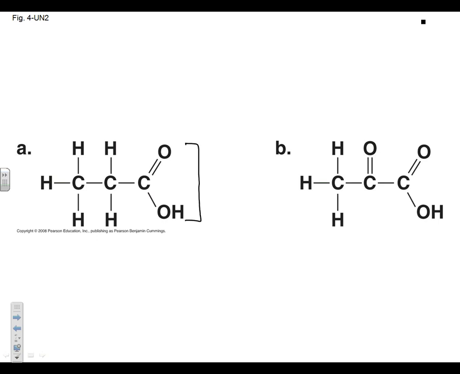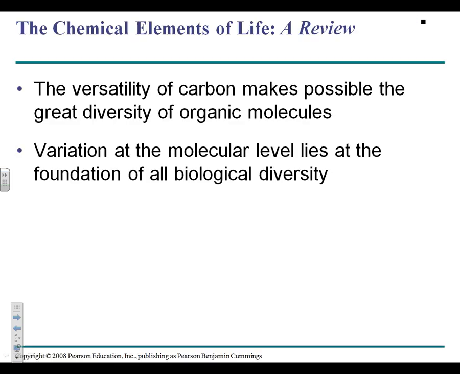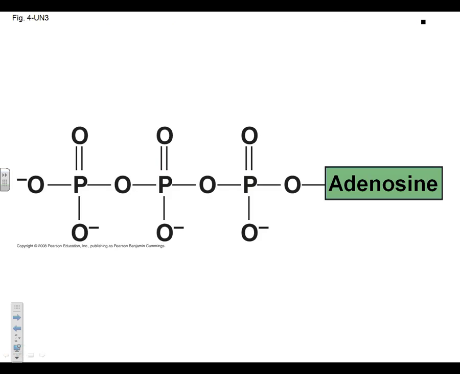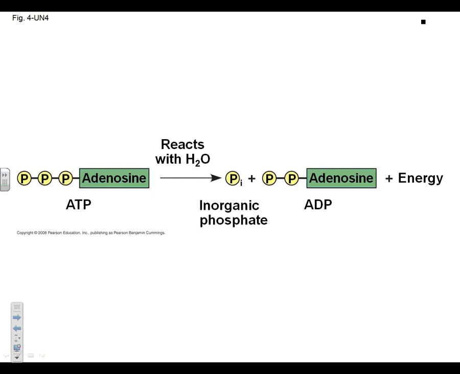Here we see the carboxyl group. Now what's different here is that the arrangement looks very similar, but our functional group is different, giving that compound its own characteristic. The chemical elements of life, a review. The versatility of carbon makes possible the great diversity of organic molecules. Variation at the molecular level lies at the foundation of all biological diversity. Here we see the making of ATP. Actually, this is the degradation of ATP being broken down into ADP plus phosphate.